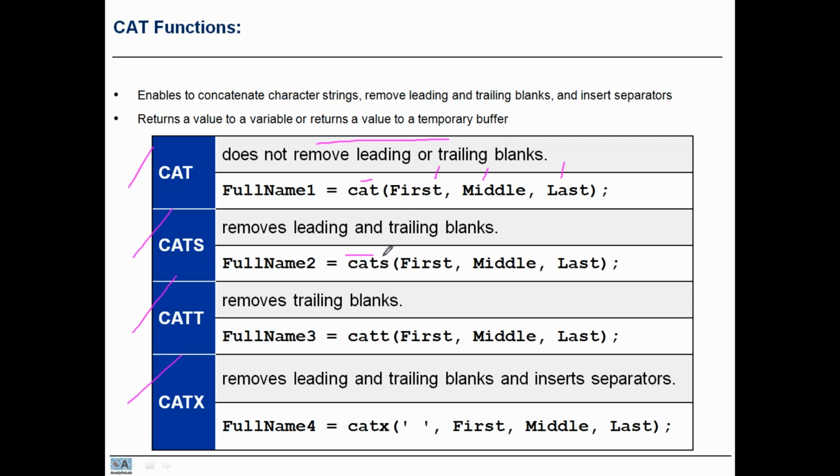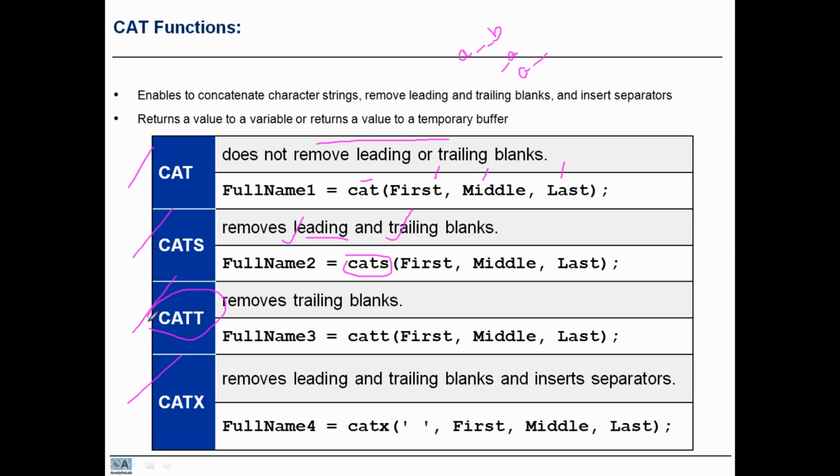While cats function will concatenate but also remove leading and trailing blanks. What are leading and trailing blanks? Blanks before the value and blanks after the value. If you have data which says, let's say A space B, then it will not do anything. This will work only if there is space A or A space. So that's what leading and trailing blank means.